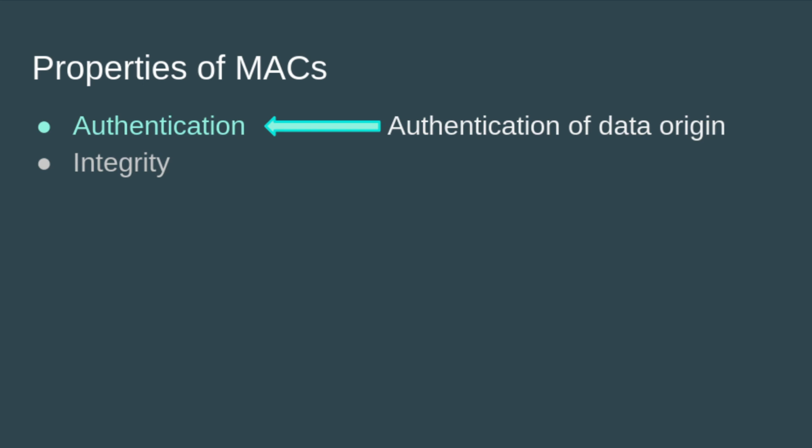Authentication is about providing assurance of the identity of the sending party. So this is authentication of data origin, and this is provided by the secret key. With message authentication codes, the sender and receiver share a secret key. So the receiver, upon receiving a message with a valid MAC, knows that only someone in possession of the secret key could have produced the MAC. And note that this was not a property of cryptographic hash functions, in which the hash algorithm is well known and anyone can provide a hash of a message.